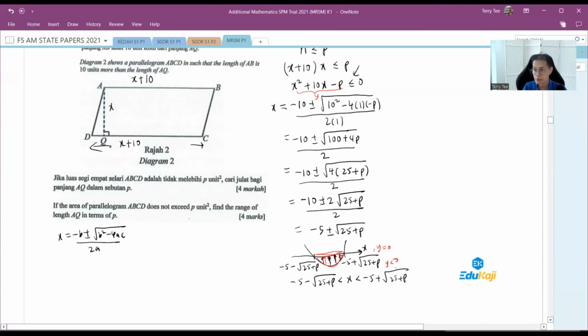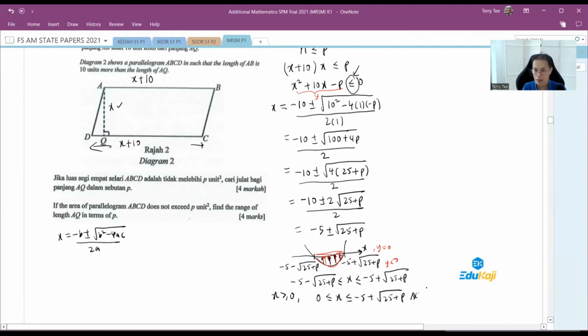Most of the people will just stop here, right? But we know that if you take any value of P, P is a positive value. You take negative 5 minus this, it's going to be negative. Now, your length x can't possibly be negative. Take note that there's an equal sign here, so I need to add an equal sign here. But because x is greater than or equal to 0, we ignore the negative side. We just take x between 0 and negative 5 plus the square root of 25 plus P. Okay, so there you go.